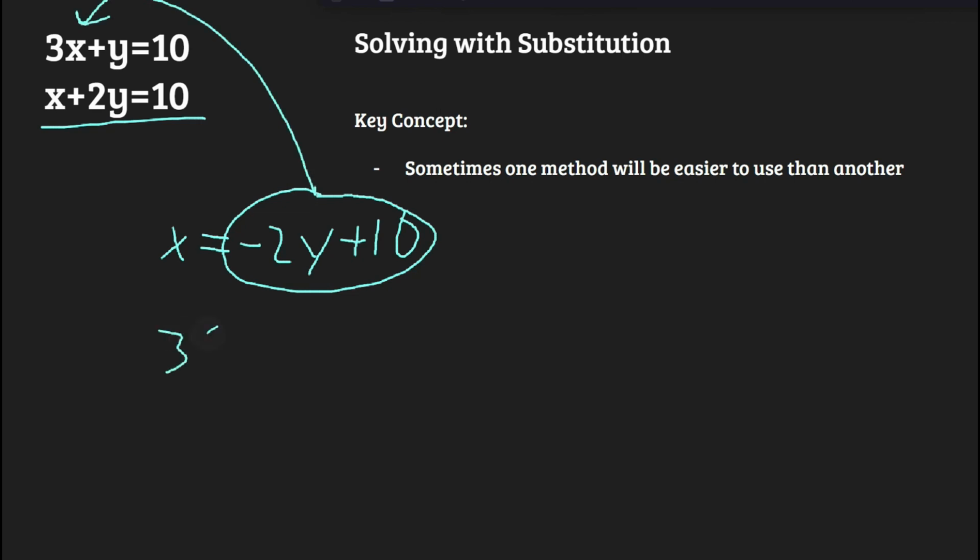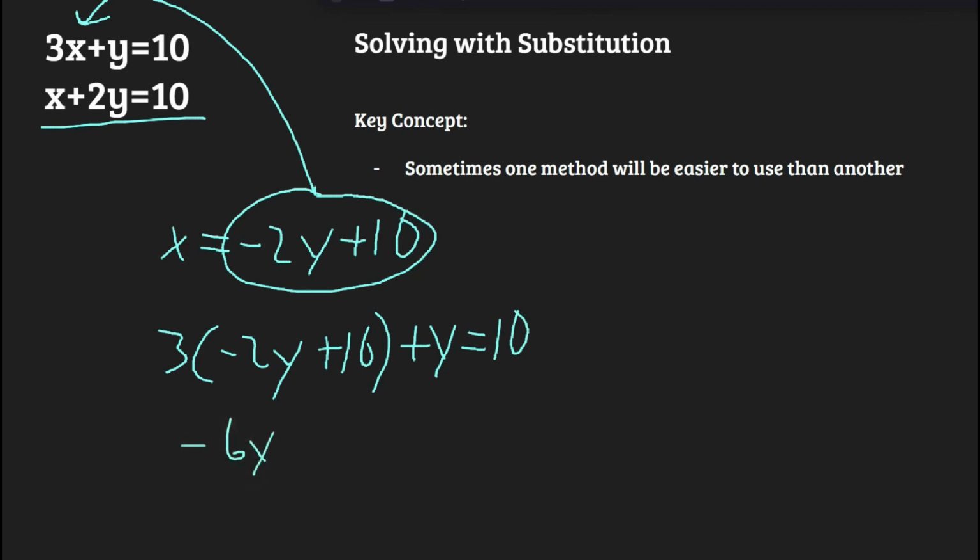Remember, it's really important that we distribute that 3 to everything in here. So 3 times negative 2y plus 10 plus y is equal to 10. So we have negative 6y plus 30 plus y is equal to 10. So I'm going to subtract 30 from both sides and then combine my like terms, combine my negative 6y plus y to negative 5y. So then what I'm going to get is, sorry, that should be a negative 5y.